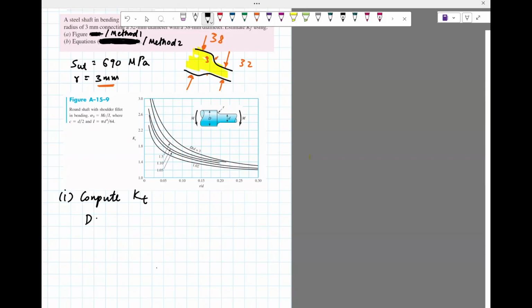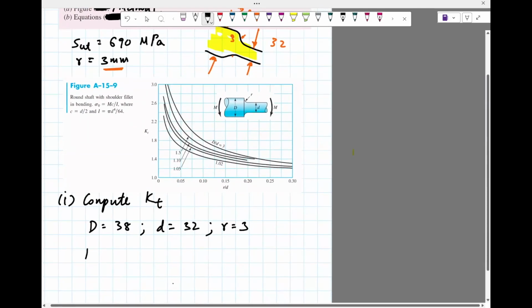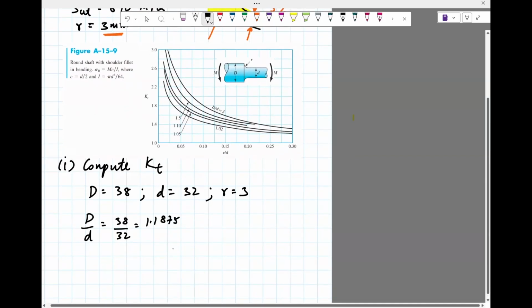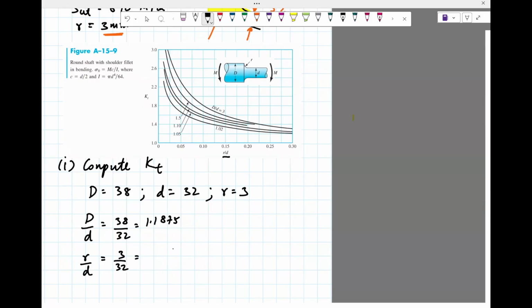So the outer diameter is 38, the inner diameter is 32, and the radius is 3. To compute KT we need D, uppercase D, divided by lowercase d. So 38 divided by 32 comes out to be 1.1875. And then we need the radius divided by the lowercase d. So 3 divided by 32 comes out to be 0.09375, my bad.